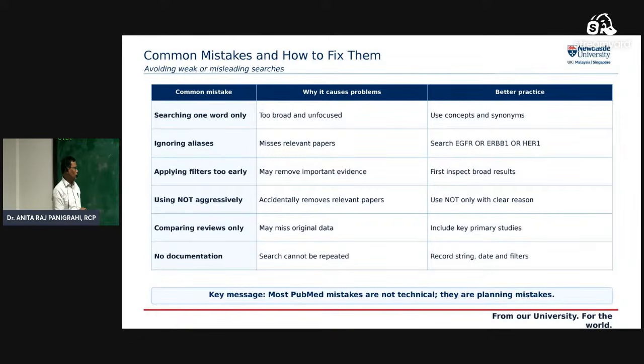Most PubMed mistakes are not technical; they are planning mistakes. That means PubMed is good. Actually, PubMed itself is an AI tool. That's why when you give a keyword, it searches everything that we are seeing. But now, since generative AI is coming, we are ignoring that PubMed is also AI. Actually, PubMed itself is an AI, and it was invented a very long time back. So that's the thing we need to do. Okay, next.